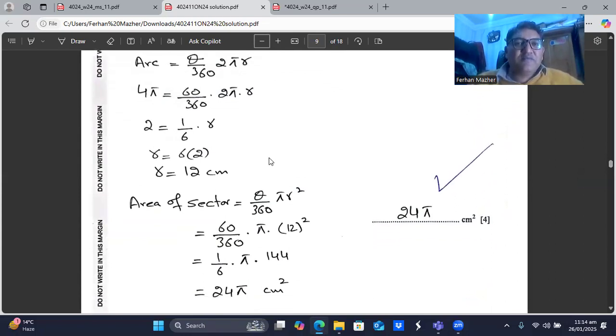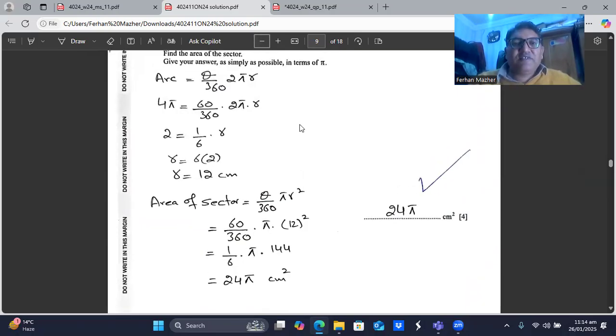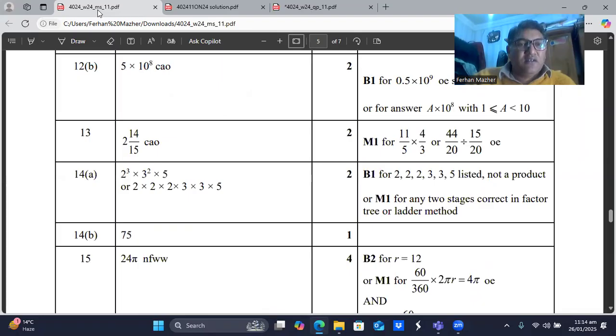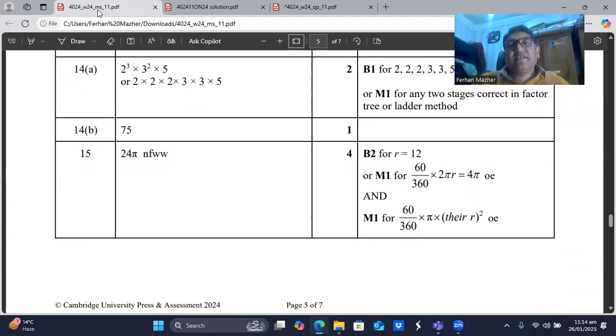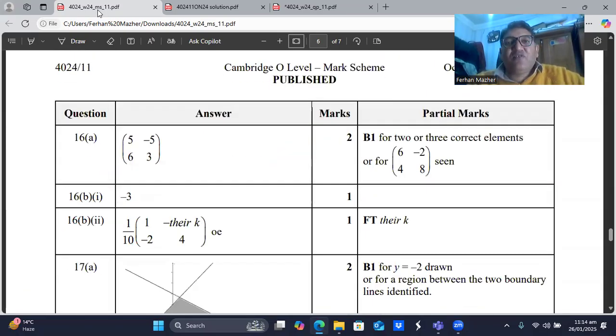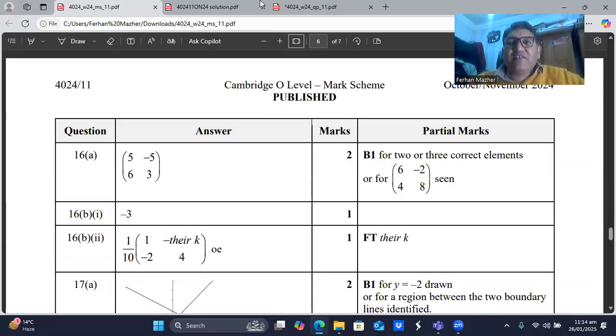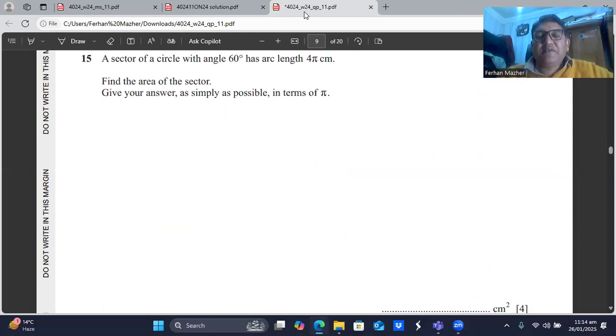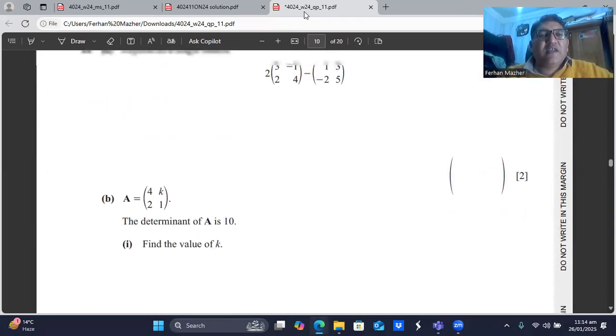And let me reduce the size so you can see the whole solution together. So the area of the sector will be 24 pi. 24 pi is the answer. So here you can see the solution. 24 pi is the answer, sir. So that is question number 15. So we are going to the next question, and that is question number 16.